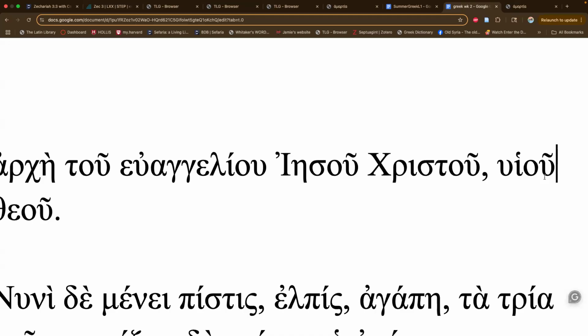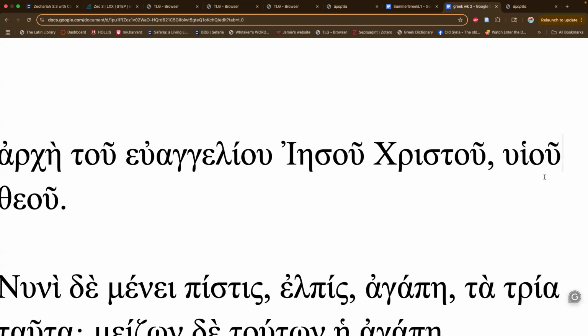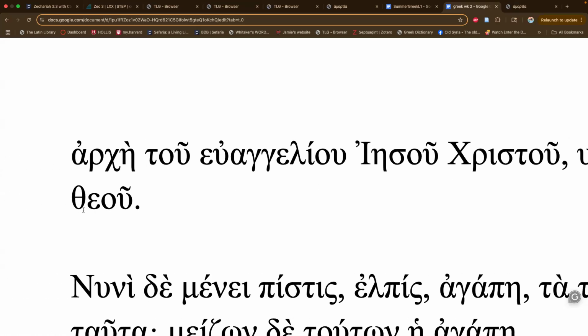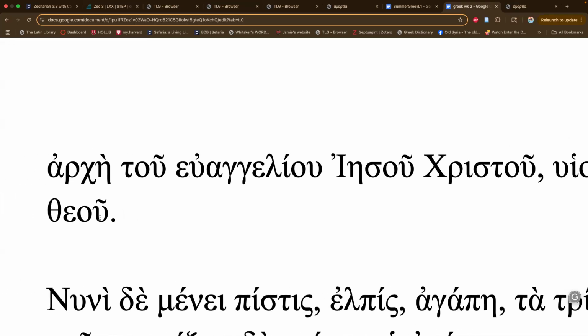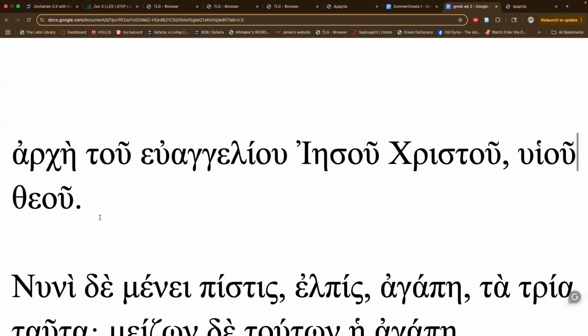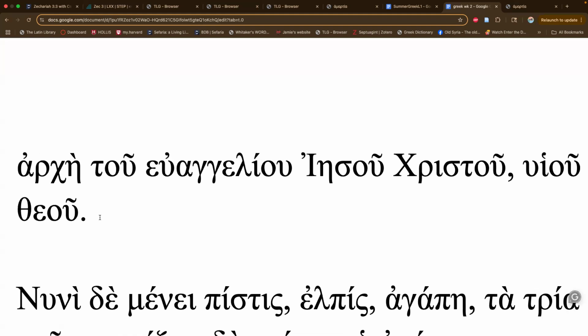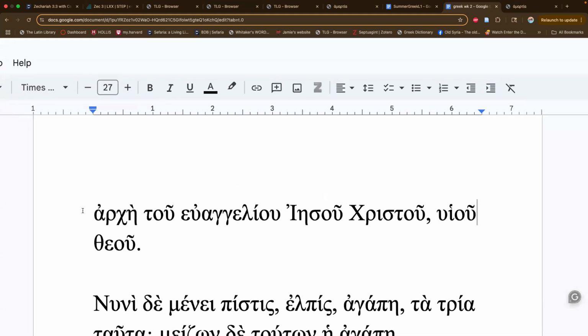Yes, exactly, Son of God. This is a great point, and we'll look at this later when we get to the case system. They don't have a word for "of" because it's indicated in the ending.